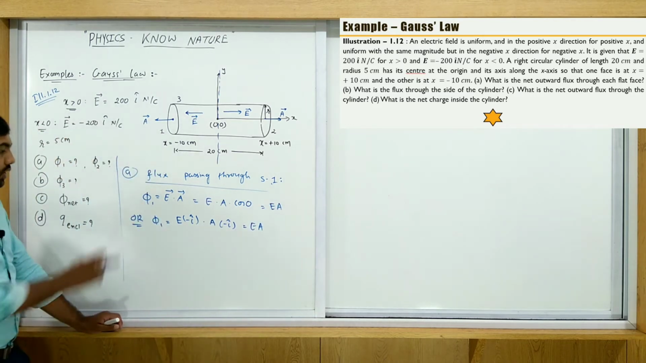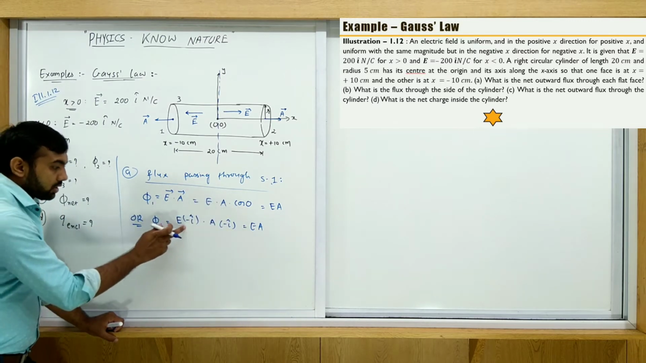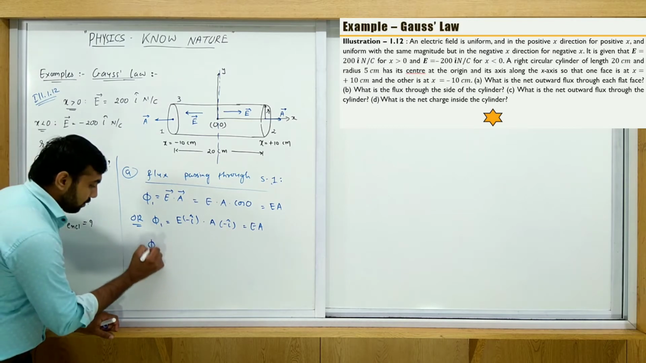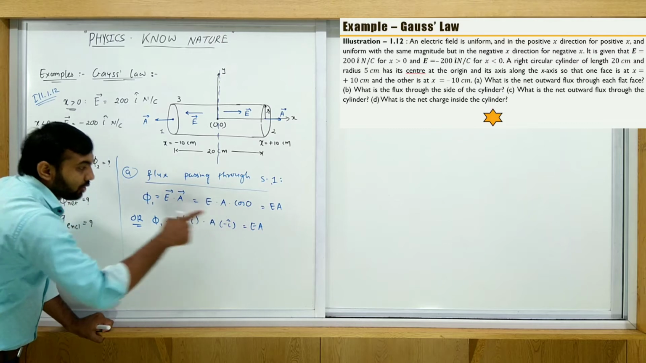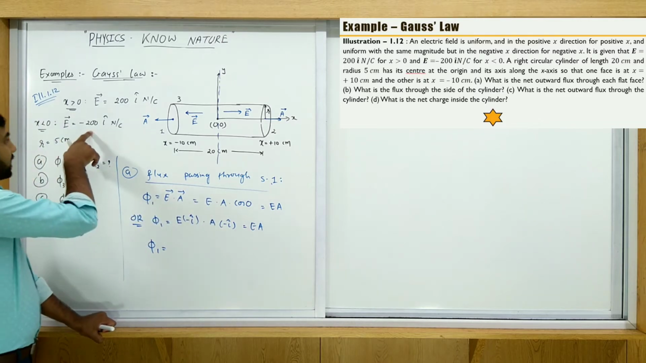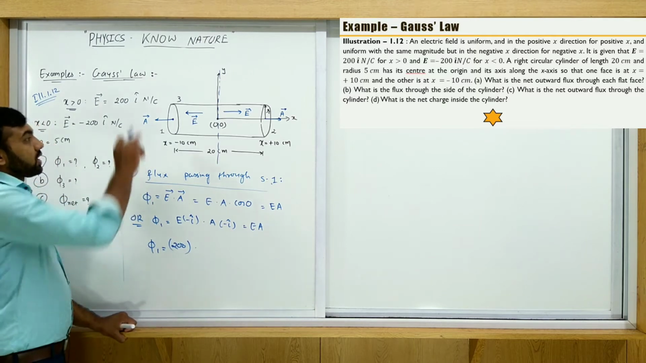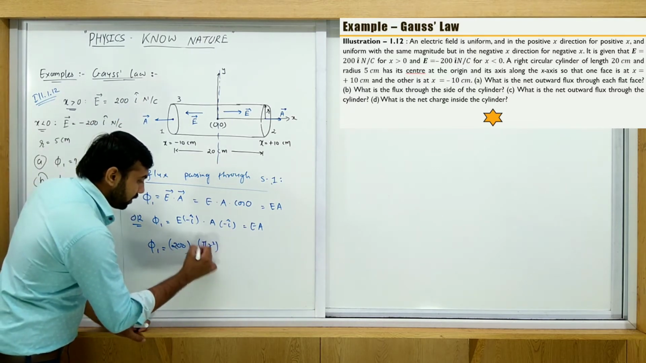Okay, this way you get the same answer. You may just put the value of theta, or use the dot product, and you get the same answer. Now put this value. So what is phi 1? E is equal to the magnitude only, because the magnitude already gives the direction. So the magnitude is 200. So 200 into the area of the circular face, which is pi r square.